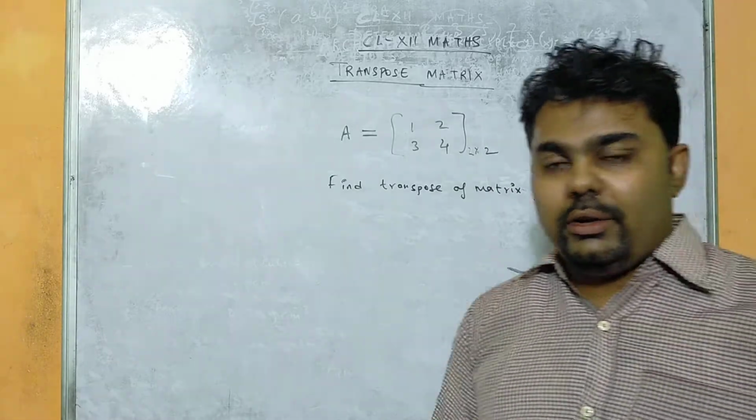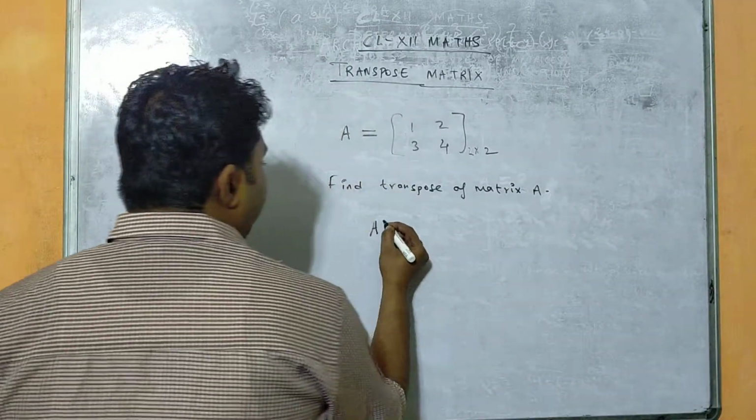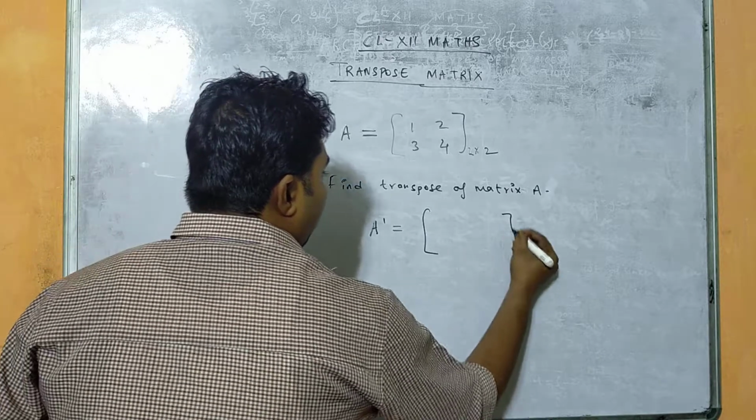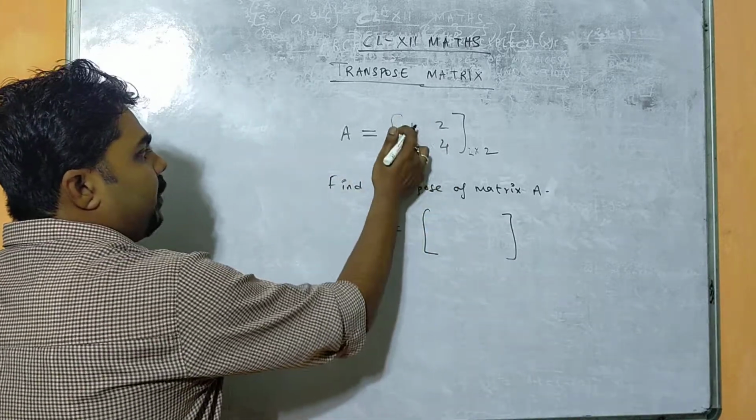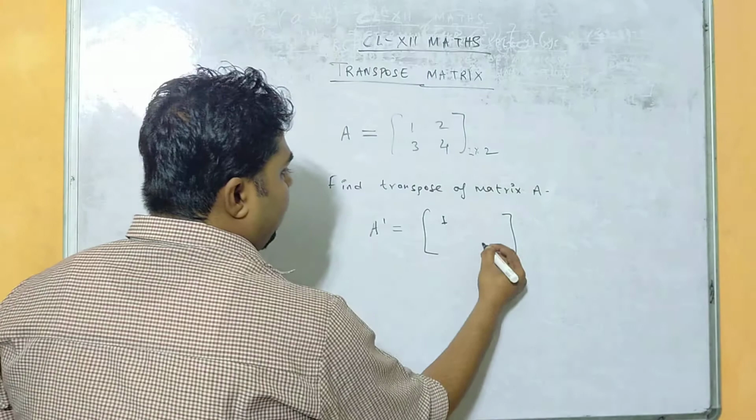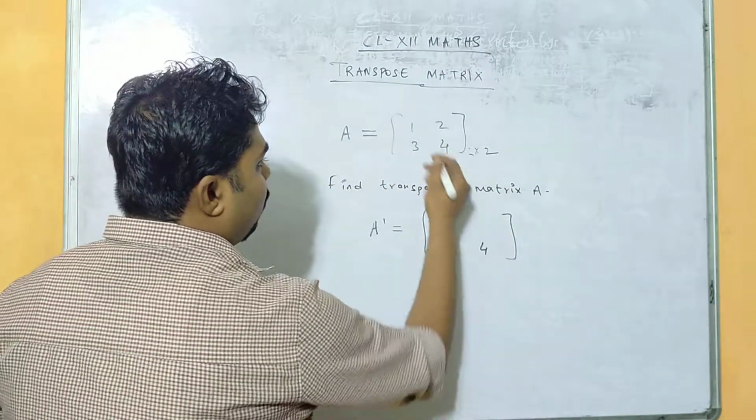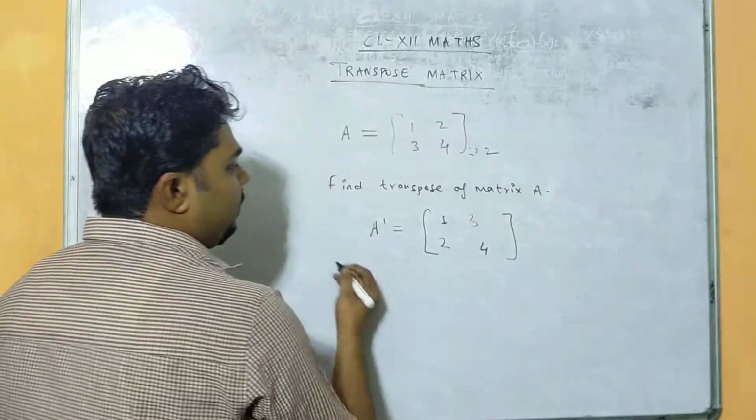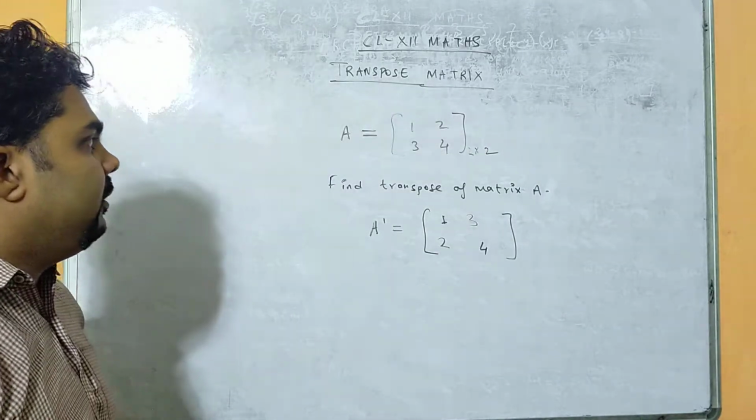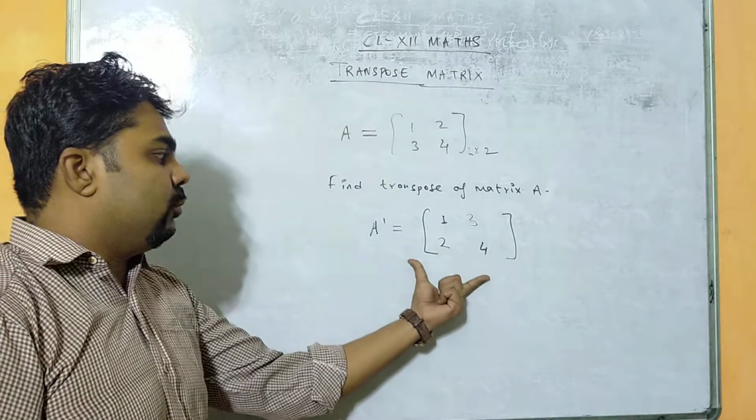So the transpose of a matrix is denoted by A complement, right? Now in transpose, the diagonal elements we have here, 1 and 4, will remain as they are, but rows will change into columns. So rows and columns will get interchanged. So this is the required answer, right? So if a matrix is given, we can transpose it.